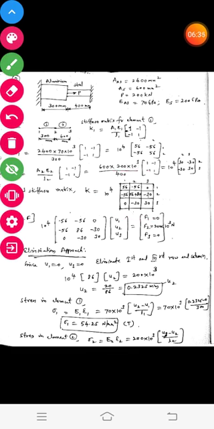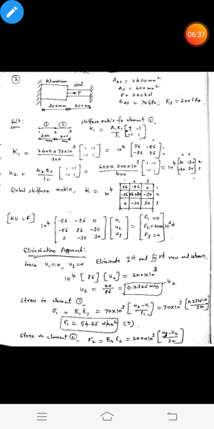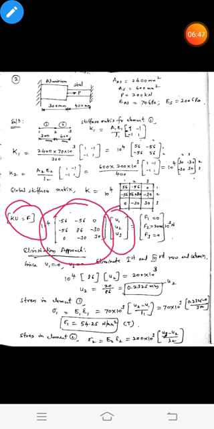Next, we will write the global equilibrium equation, that is Ku is equal to F. K is the global stiffness matrix we just found, multiplied by U, the unknown nodal displacement vector U1, U2, U3, since there are three unknowns, and it is equal to the point load vector. The point loads are F1, F2, F3.